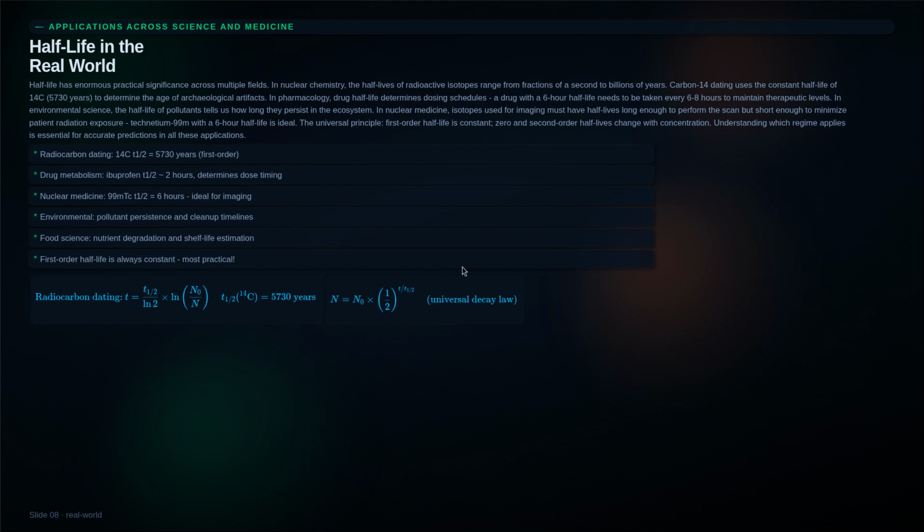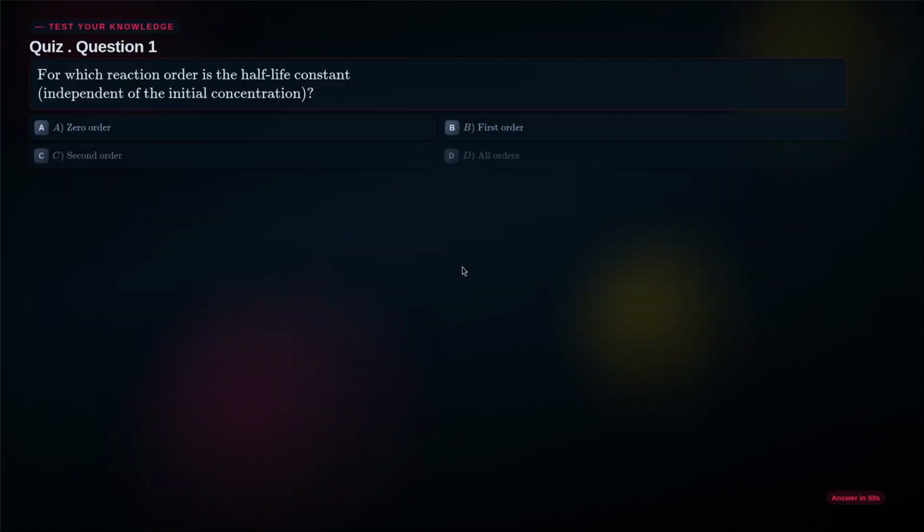In nuclear medicine, isotopes used for imaging must have half-lives long enough to perform the scan, but short enough to minimize patient radiation exposure. Technetium-99m, with a 6-hour half-life, is ideal. The universal principle: first-order half-life is constant. Zero and second-order half-lives change with concentration. Understanding which regime applies is essential for accurate predictions in all these applications.